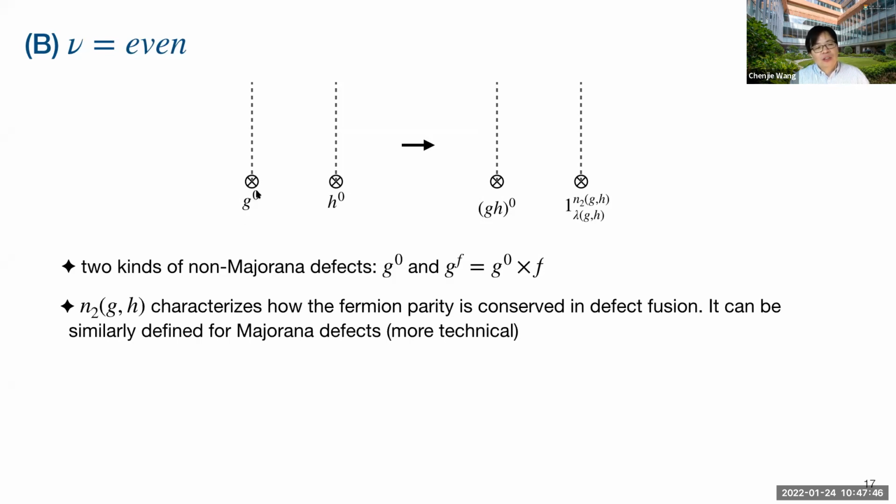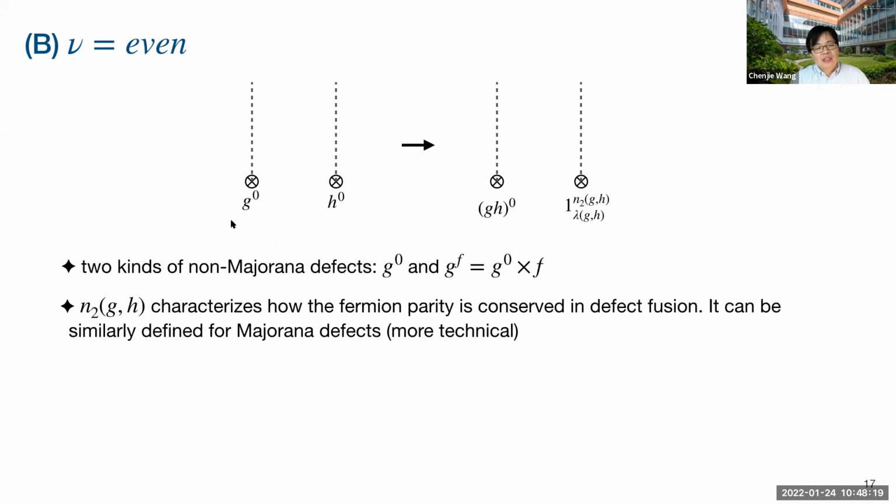For the odd nu case, I already said that one property of a defect is whether it carries a Majorana zero mode or not. But now let's focus on the case that there is no Majorana zero mode. Then every defect actually comes in 2 kinds. One is a G0, and the other is whether there is a fermion stuck on it or not. So there are 2 kinds of defect. They differ by a fermion. Okay, that's more detailed information about the property of the defect G.